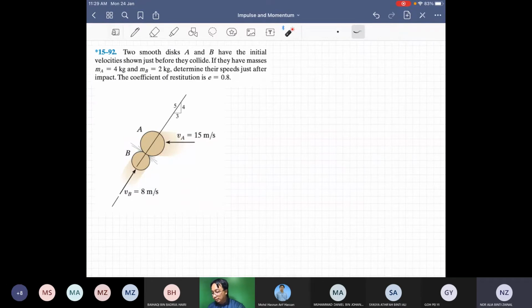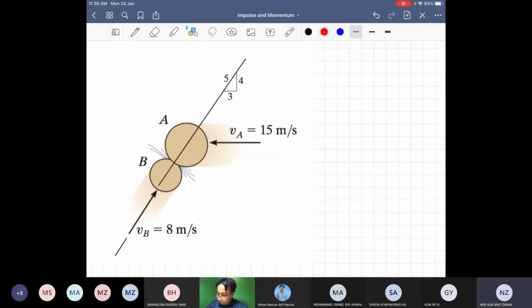Let's go to this. This is a more interesting example. Okay, we have two discs, A and B. Initial velocity shown just before they collide. Okay, yang ini pun kita dah tahu dia ialah oblique impact. Kenapa? Sebab satu arah ke sini velocity, satu arah ke sini velocity. So dua-dua velocity tu tak sama. So this will be the oblique impact. Okay. Walaupun you nampak dia sengit macam ni, kita tetap kena apply the axis seperti mana yang kita dah belajar tadi. So the first step is, let's zoom in.